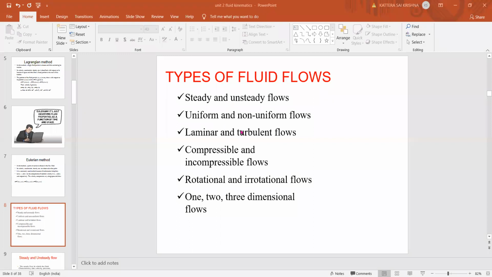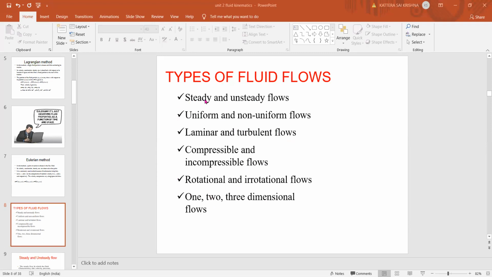So these are the 6 types of fluid flows which actually exist. Steady and unsteady flow, uniform and non-uniform flows, laminar and turbulent flows, compressible and incompressible flow, rotational and irrotational flow, and the last one is one-dimensional flow, two-dimensional flow, and three-dimensional flow. So these are the types of fluid flows. We'll go one by one.